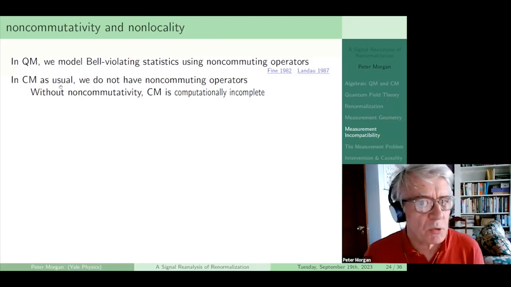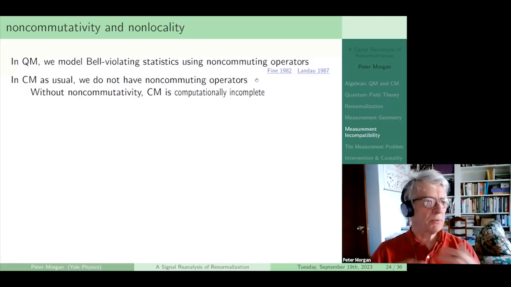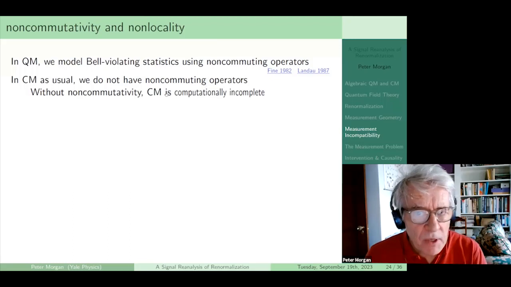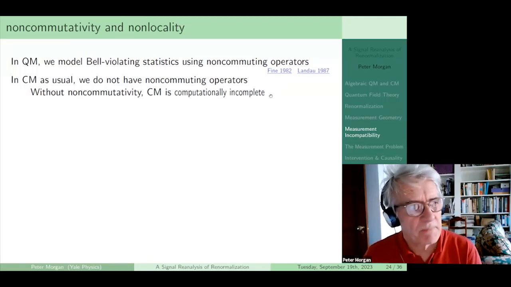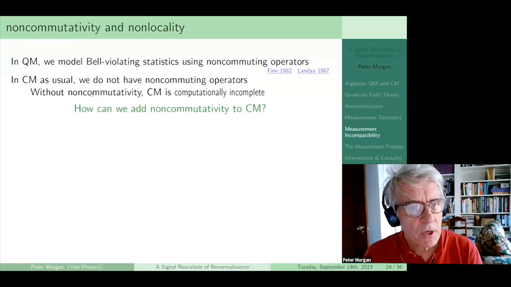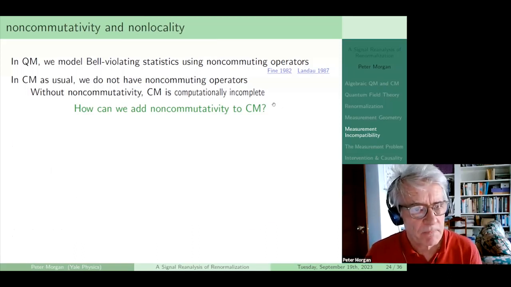In classical mechanics, as usual, we don't have non-commuting operators. What people say is classical mechanics is commutative. Without it, classical mechanics, I suggest we should say, is computationally incomplete. So I'm going to answer in the next few slides how we can add non-commutativity to classical mechanics so it's as powerful as quantum mechanics.